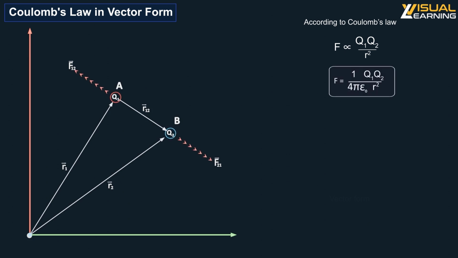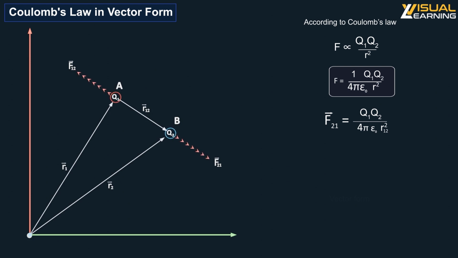If we represent this equation in vector form, it will look like this. Here F21 is the force acting on q2. For this, we consider the distance r12 because the direction of this force is from charge q1 to charge q2. Remember that this force is considered in vector form.